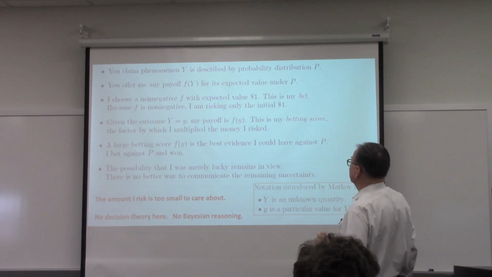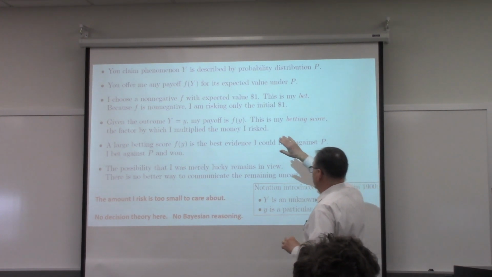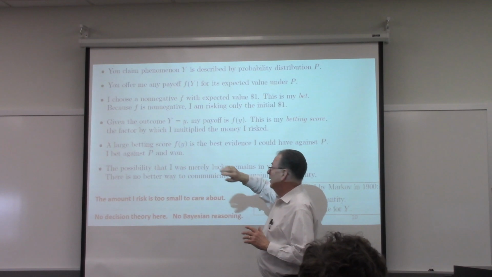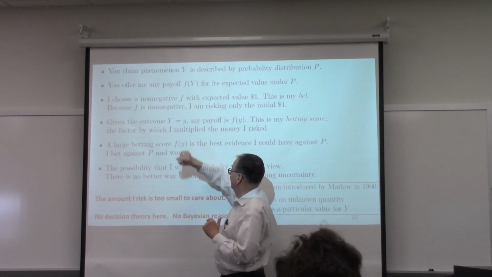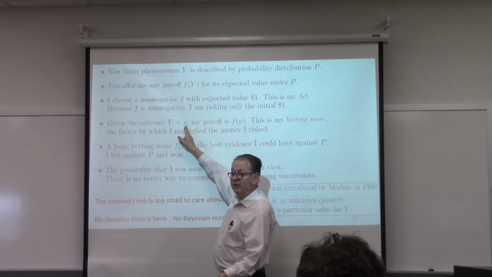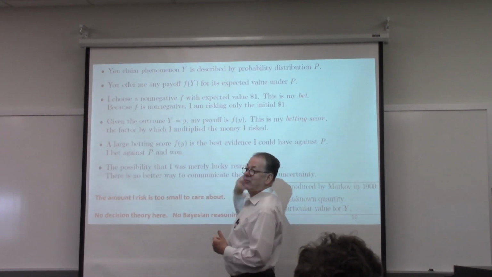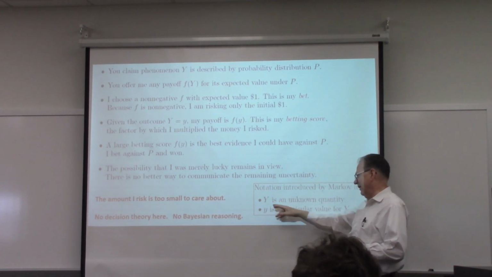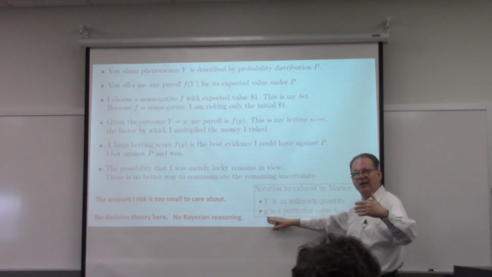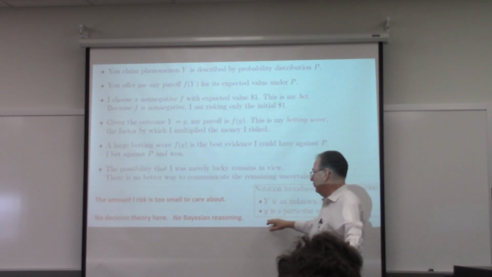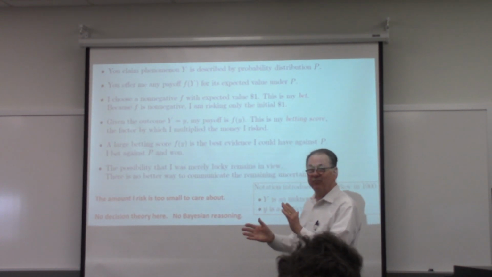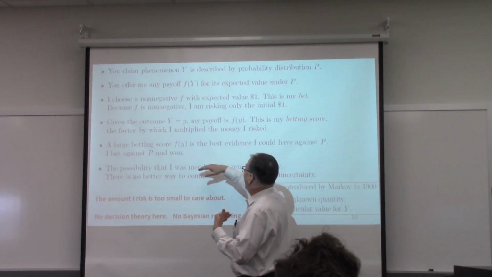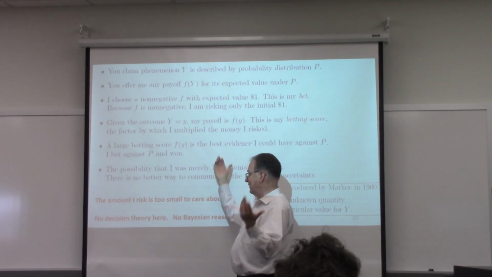So this is the notation I'm using. You claim that a phenomenon Y is described by a probability distribution capital P. The payoff is a function of Y. When we find out what Y really is, that's the outcome, and I get that much, F of little y. I have a little historical sidebar here: having the capital Y for the unknown and the little y for the actual value later, that notation was introduced by Andrei Markov in his book in Russian in 1900.